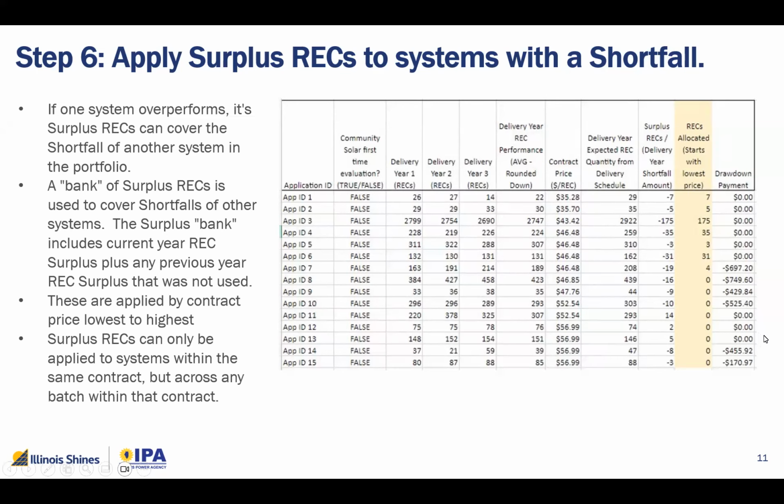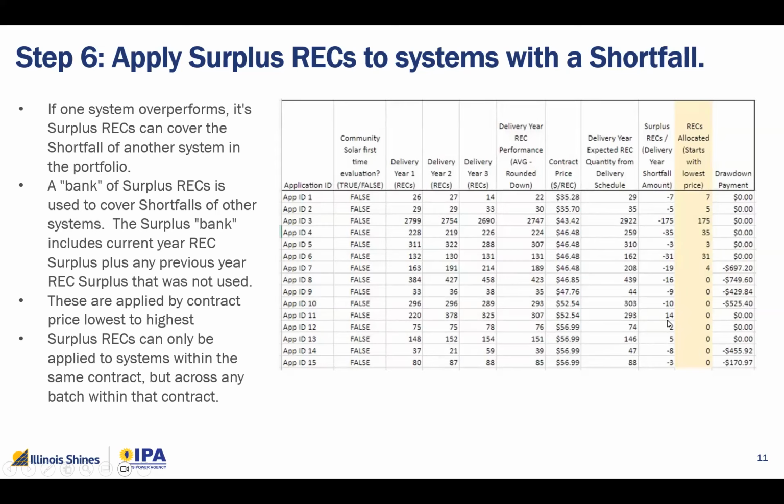So for this first system, it had a shortfall of 7. So we take 7 from our bank and apply it to that system. We do 5 to cover this one's shortfall of 5, and so on until you run out. You can see here on application ID number 7, there were not enough surplus RECs to fully cover this system's shortfall of 19. So this one was partially covered. And then all the remaining systems in the contract, this is where we run out, so they don't get any surplus RECs applied.